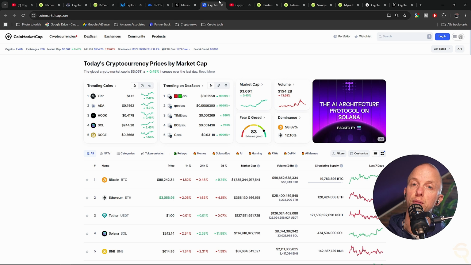To analyze volume and liquidity, tools like CoinMarketCap and CoinGecko are invaluable. These platforms show trading volume across exchanges and the depths of order books, giving you a sense of how liquid the market is.